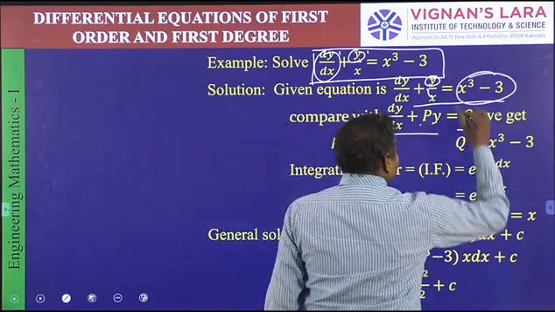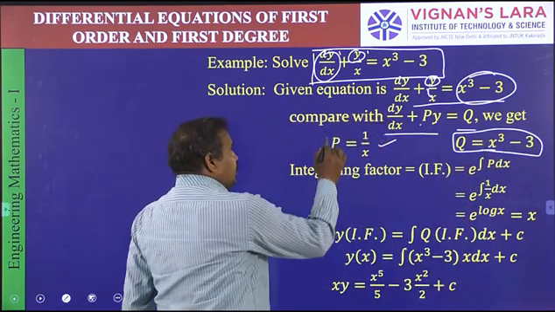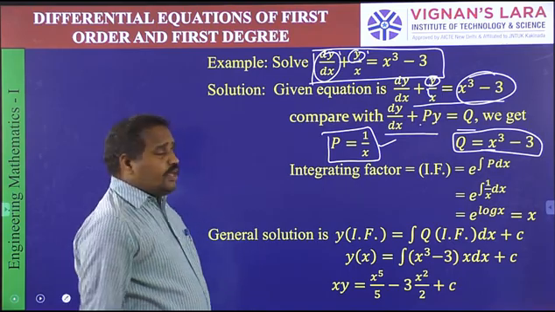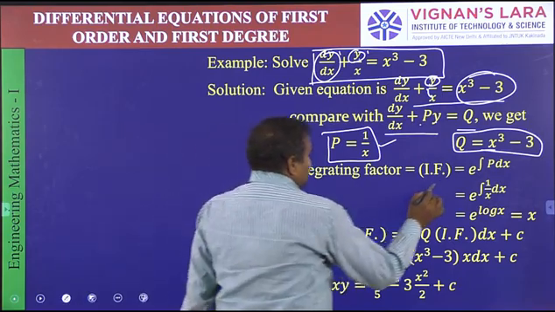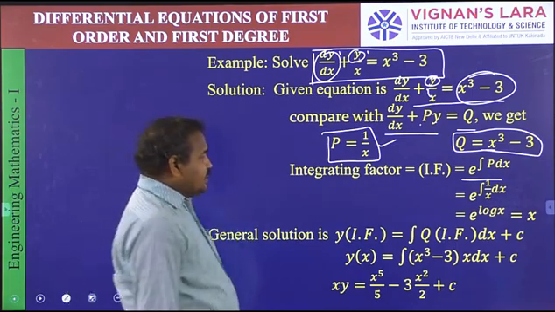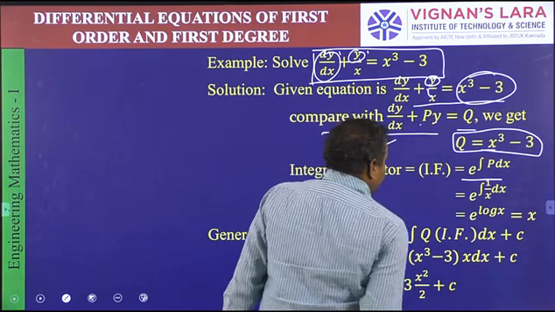Right side value is x cube minus 3. So I got p value and q value. Second step also completed. Now we are calculating integrating factor. What is the integrating factor formula? E power integral p dx. What is the value of p? 1 by x. E power integral 1 by x.